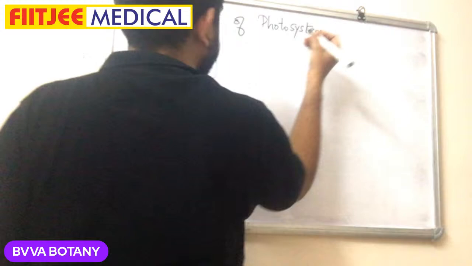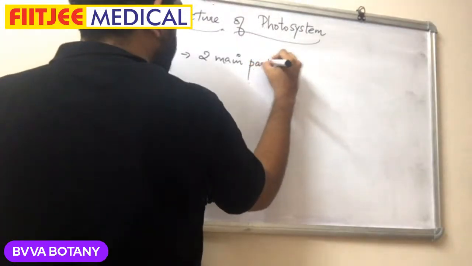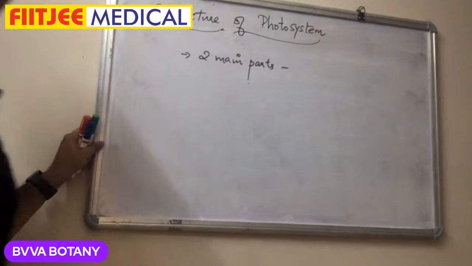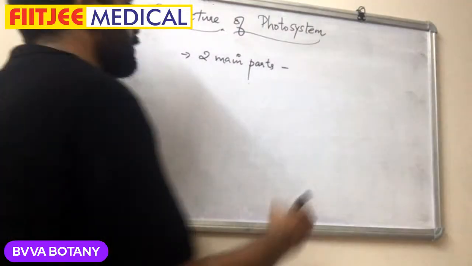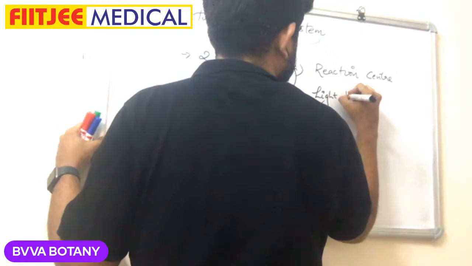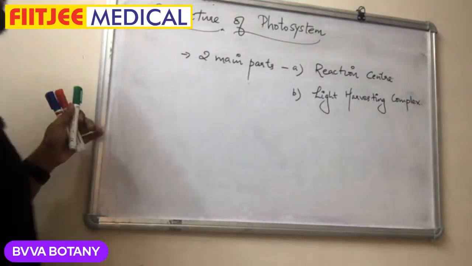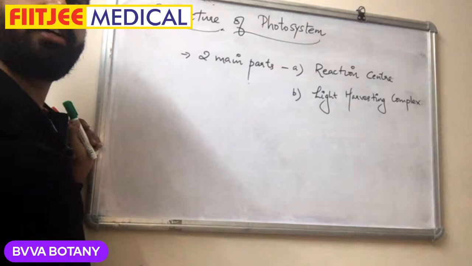Structure of photosystem. So the photosystem basically has two main parts. It has a reaction center and a light harvesting complex. Reaction center and light harvesting complex. Now, what exactly is a photosystem?